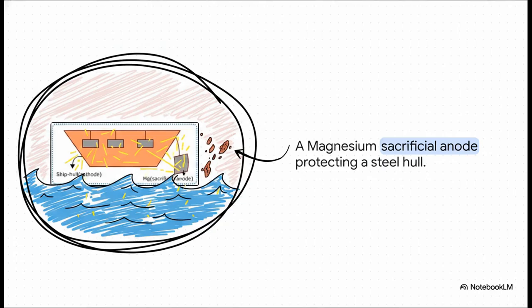Take an ocean-going ship's hull. The hull is made of steel, and it's constantly submerged in harsh, salty seawater that is practically begging to corrode it. But look at those blocks attached to the side. Those are blocks of magnesium, a highly active metal. The magnesium acts as our sacrificial anode. It gladly gives up its electrons and slowly dissolves into the ocean, providing a constant flow of protective electrons to the steel hull. So, as long as those magnesium blocks are there taking the hit, the steel hull simply cannot rust. It is such an elegant, highly effective chemical shield.